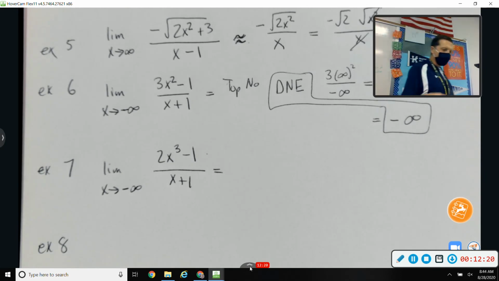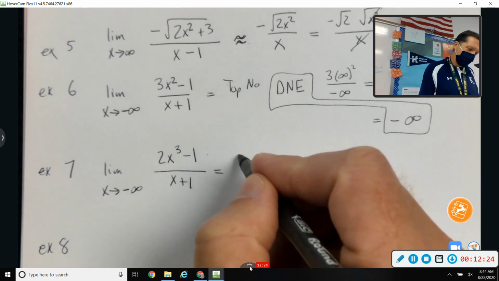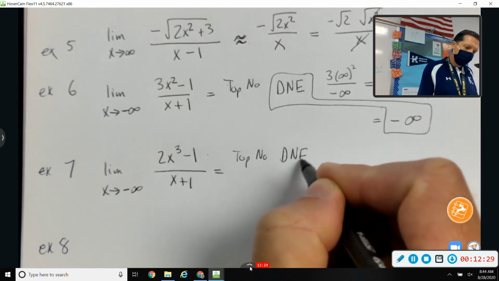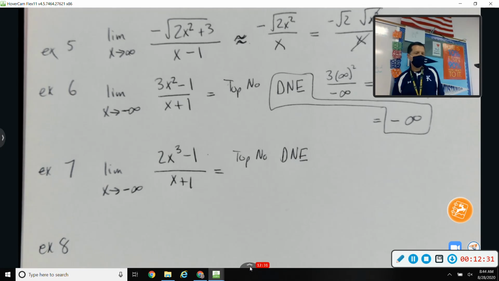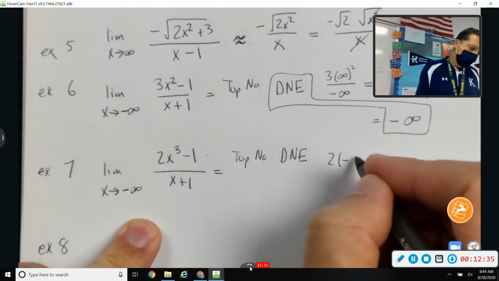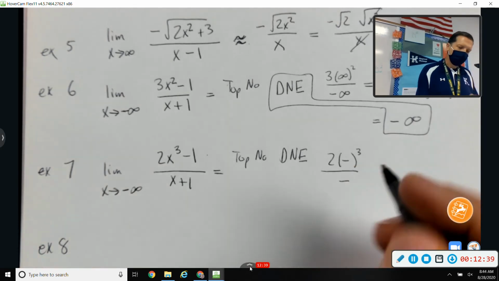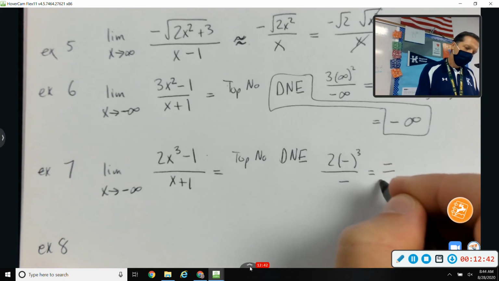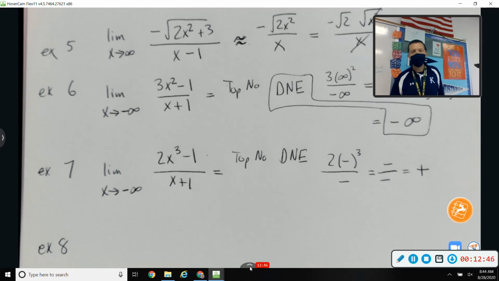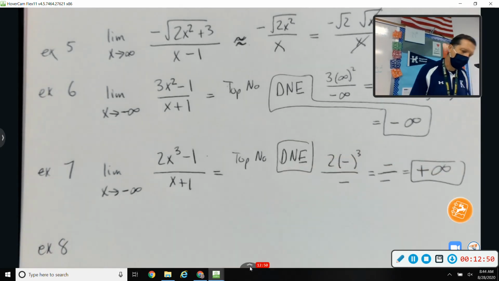So the top's bigger than the bottom. So the top's getting way bigger, way faster than the bottom. So it's definitely a top no problem. It doesn't exist. But we want to be more specific. Does it not exist negative or does it not exist positive? So 2 times negative cubed over negative. Again, the minus 1 plus 1 doesn't really matter. Negative over negative is positive, and I already know it's infinity. So D and E, because it goes to positive infinity.